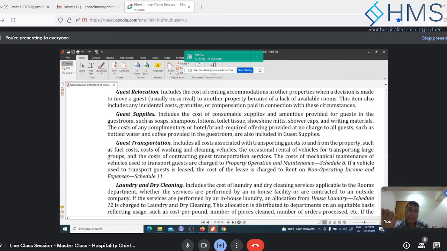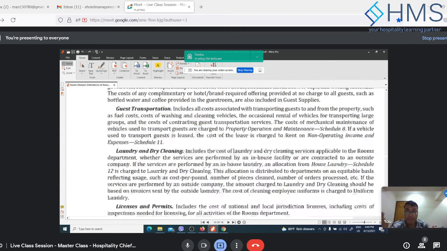Then the guest transportation is your airport transfer, if you are providing it for free, to the guest. So it may include the rental of the buses, the fuel cost, the cost of washing, and the occasional rent of equipment. Then again, the rental, if it's a fixed thing which is regular, will be charged to the property non-operating expense, but otherwise it will go into guest transportation.